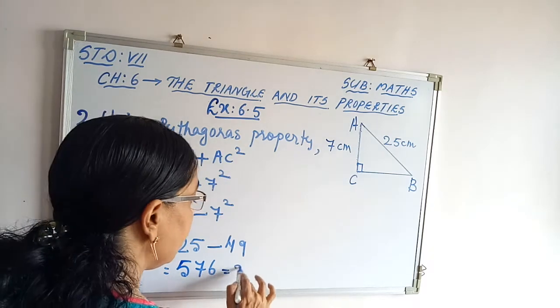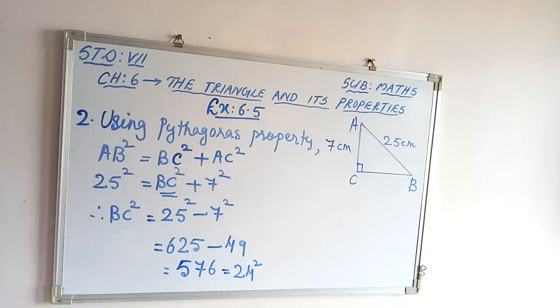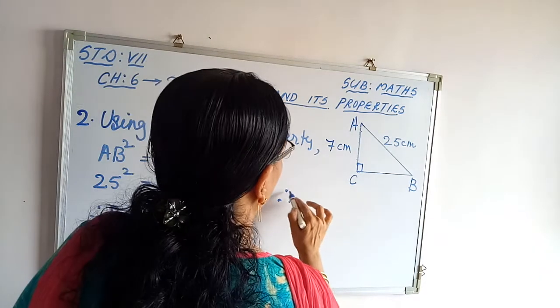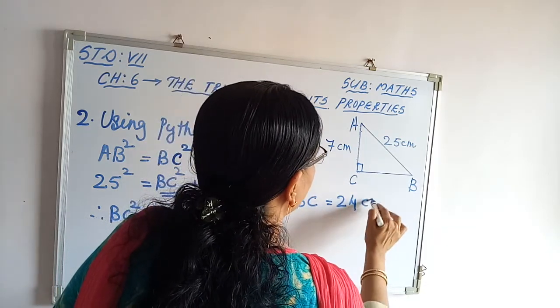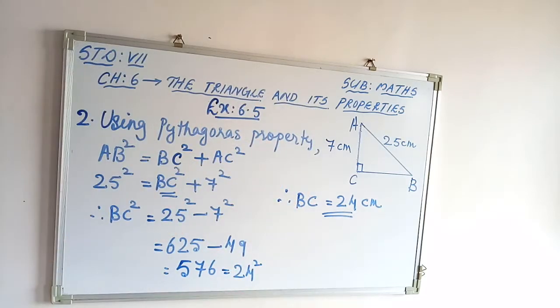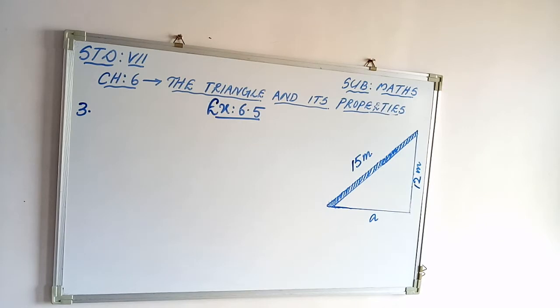576 can be written as 24 squared. Therefore, what is BC? BC is equal to 24 centimeters. Is that clear? Now question 3.